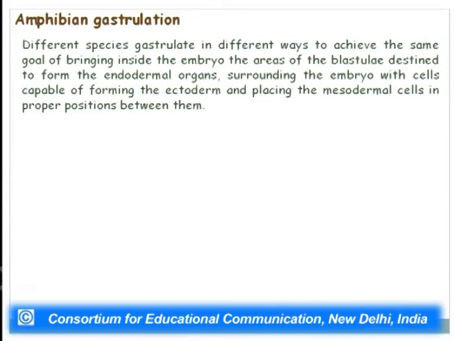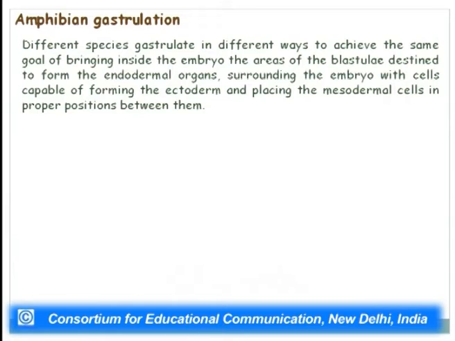Now, we will follow up the amphibian gastrulation, but to get into the detailed mechanism, we will first have to find out what cell becomes what in the three germ layers. So, we will have to follow the fate of the cells. Different species gastrulate in different ways to achieve the same goal of bringing inside the embryo the areas of the blastulae destined to form the endodermal organs, surrounding the embryo with cells capable of forming the ectoderm, and placing the mesodermal cells in proper positions between them.